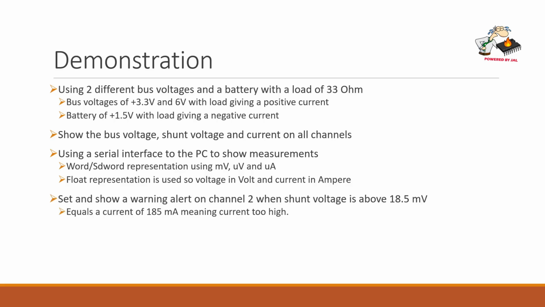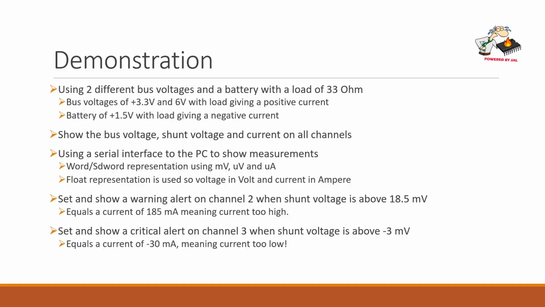I will set the warning alert on channel 2 when the shunt voltage is above 18.5 millivolts, which means 185 milliamps. I will increase the voltage on channel 2 to show that the alert will be active. And I will set the critical alert on channel 3 when the shunt voltage is above -3 millivolts, which means 30 milliamps. But because it's negative, that means that the alert will go off when the current is too low.